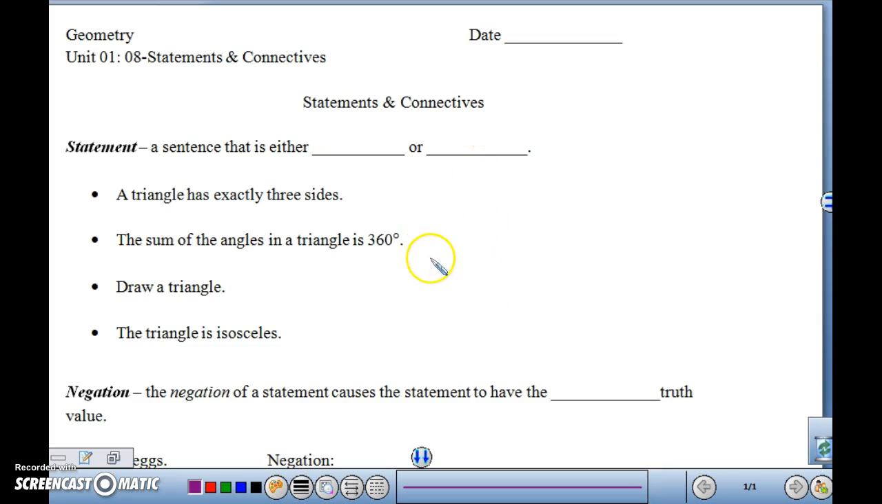A statement is a sentence that is either true or false. You can immediately look at the statement and say this is a true statement or this is a false statement. That makes it a statement. For example, if I say a triangle has exactly 3 sides, I can immediately say, yes, that is a true statement. So it is a sentence that I can immediately say is true.